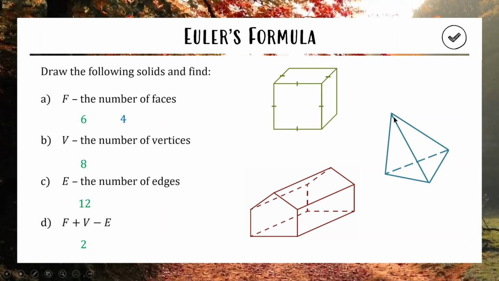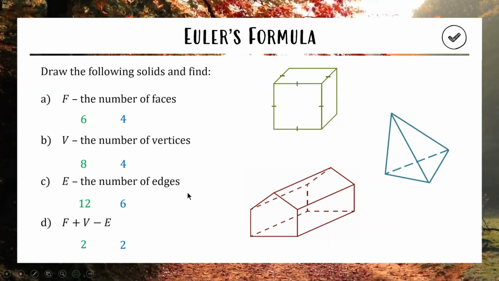For our vertices, we have the point up here and 3 on the bottom, so we have 4 vertices. For number of edges, we have 3 on the base and then 3 leading up to the point, so we have 6 edges. Now if we do F plus V, take away E, we're going to do 4 plus 4 is 8. Take away 6 gets us an answer of 2 again.